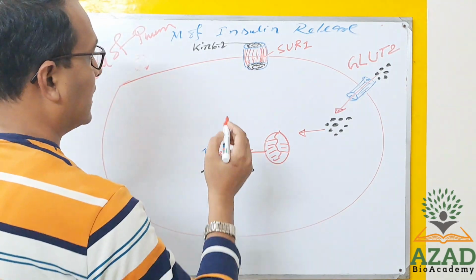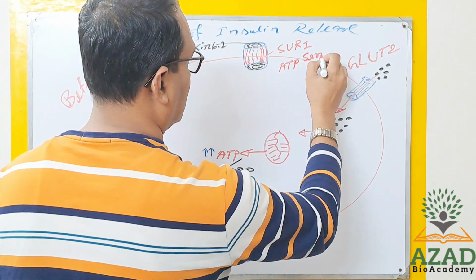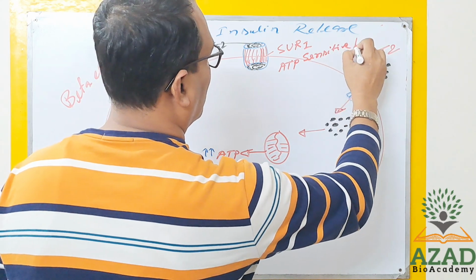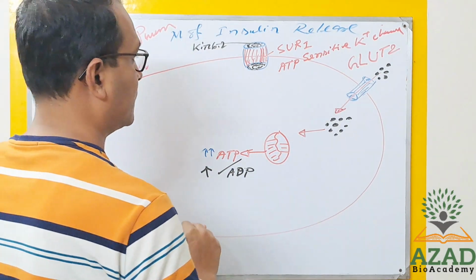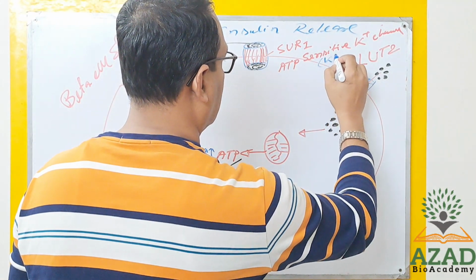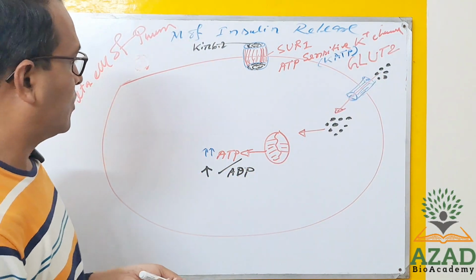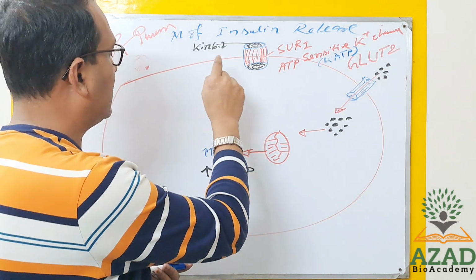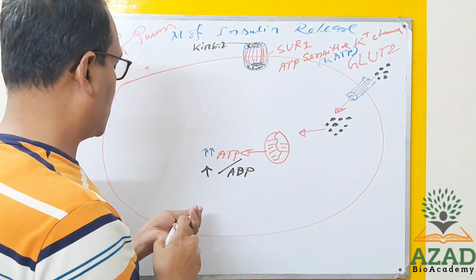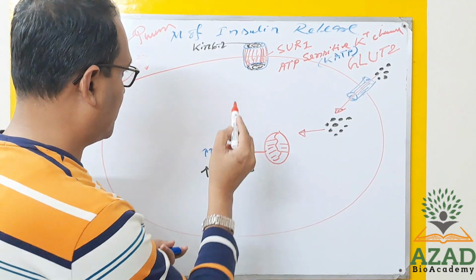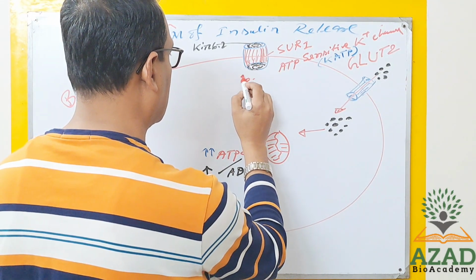This is called the ATP sensitive potassium channel. Shortly, you can say this is KATP. So what will happen? Actually, KIR 6.2 carries the pore, and through this pore the potassium will exit. Suppose these are the potassium.